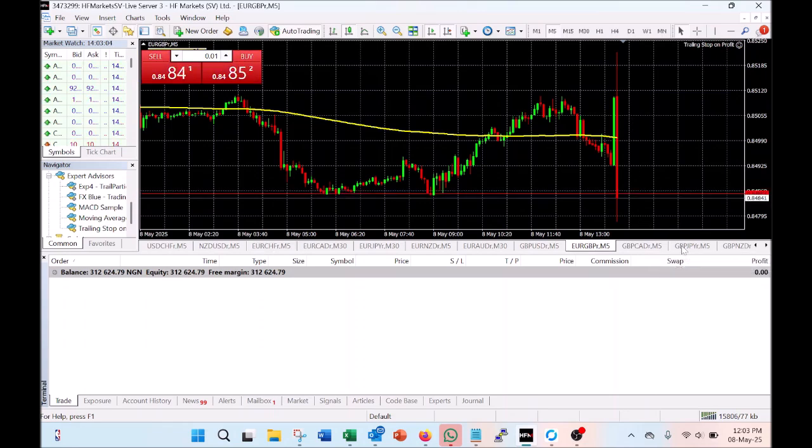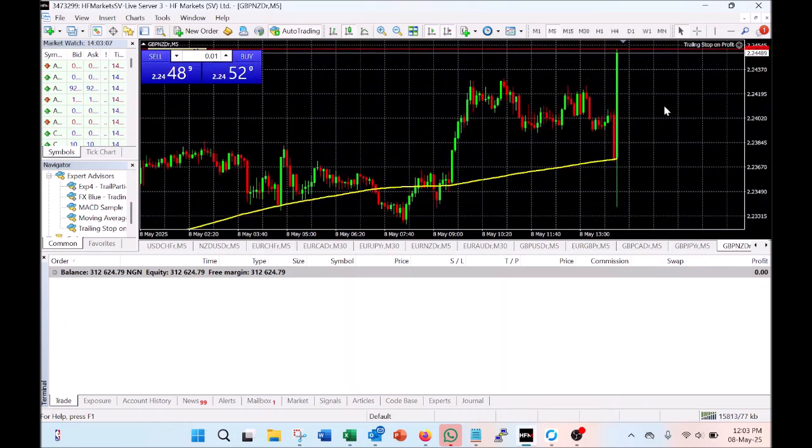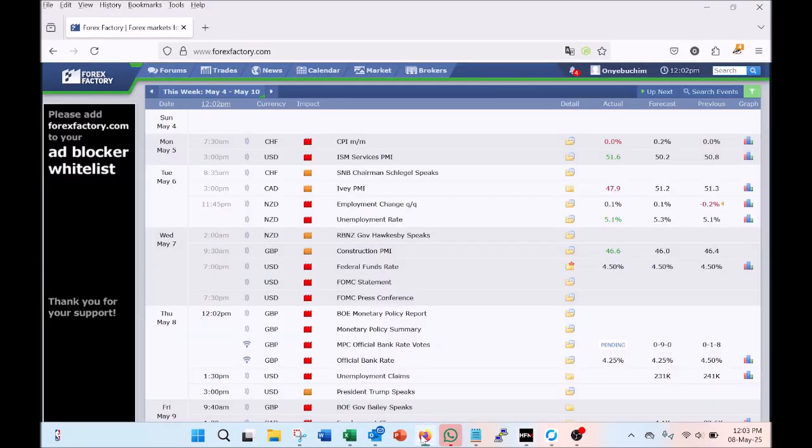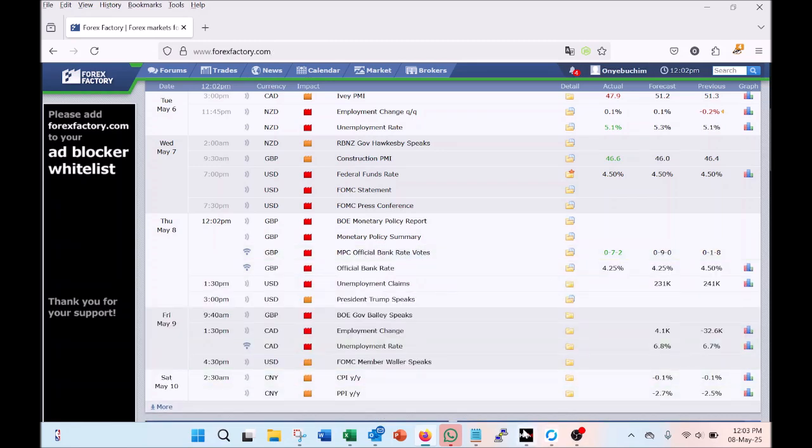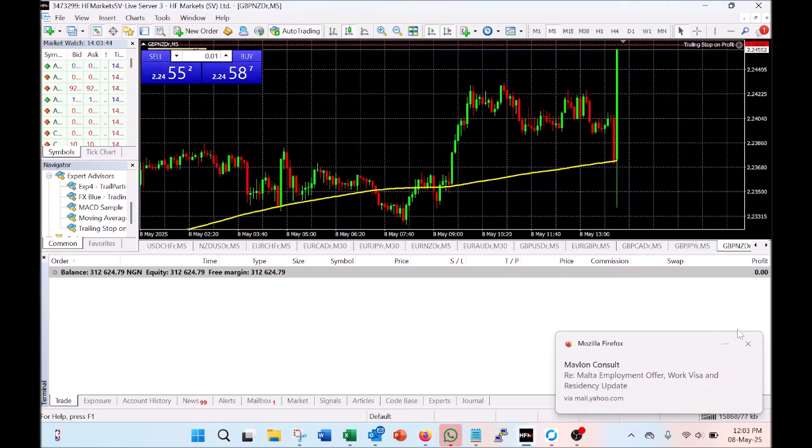So let's see. Oh, so you can see. So it's quite obvious. So what does this mean? The first number, which is zero, is how many members voted to increase interest rate. So seven actually voted to decrease, and then two voted to retain the former rate. So I guess that was why we had a sort of a counter direction.